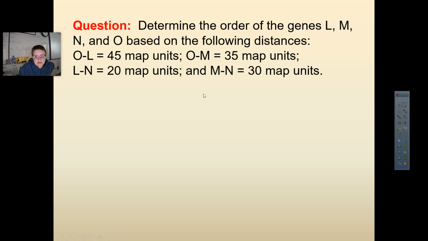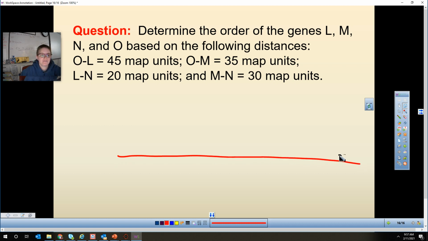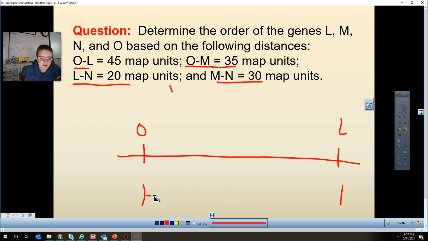So let's look at this one. Determine the order of genes L, M, N, and O based on the following questions. O and L are 45 map units apart. O and M are 35 map units apart. L and N are 20 map units apart, and M and N are 30 map units apart. Let's start with the furthest ones away, because that helps us. So O and L are 45, so we know that this is 45 units.